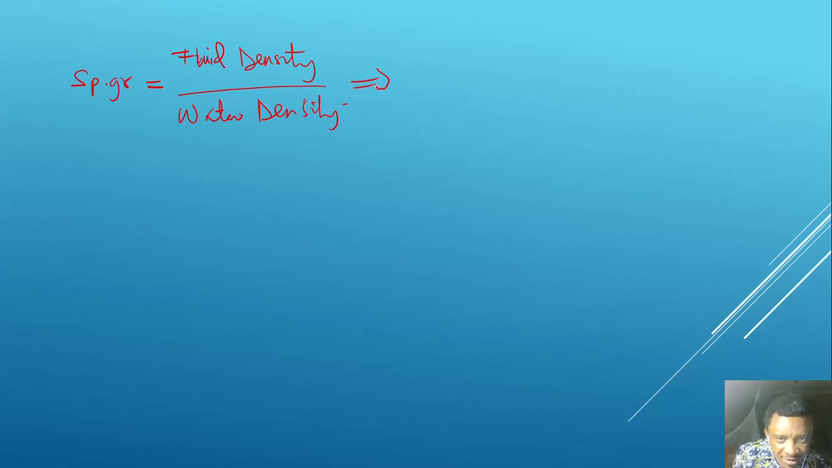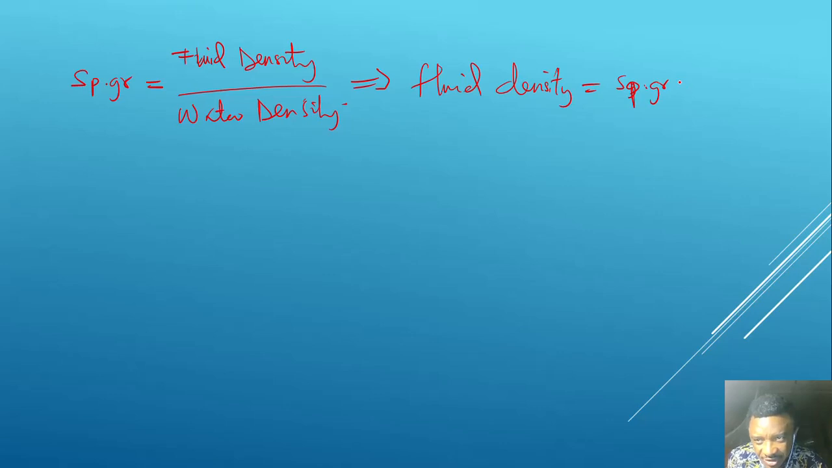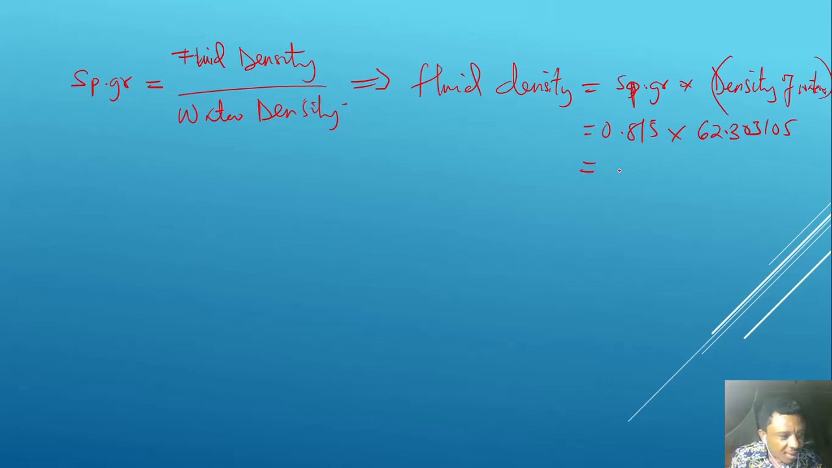So for us to get the fluid density, it will now be specific gravity times the density of water, which will give us 0.815 times 62.303105. If you multiply this, it will give us 50.777030575 pounds per feet cube.